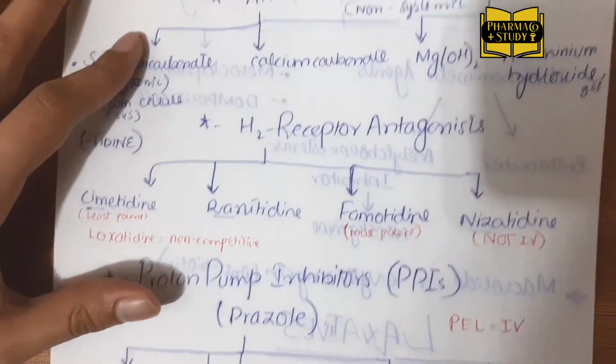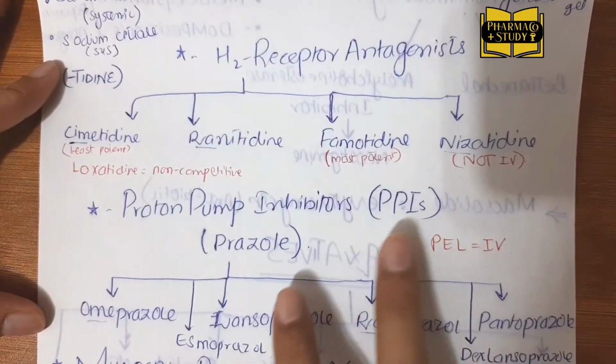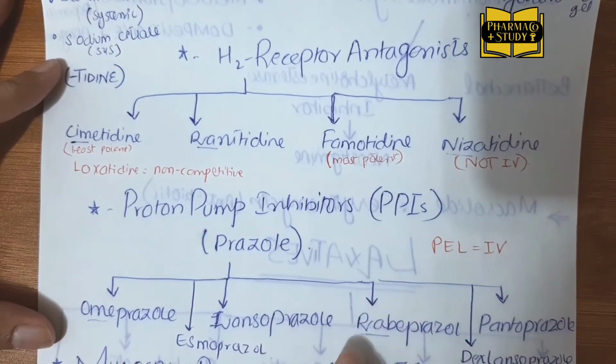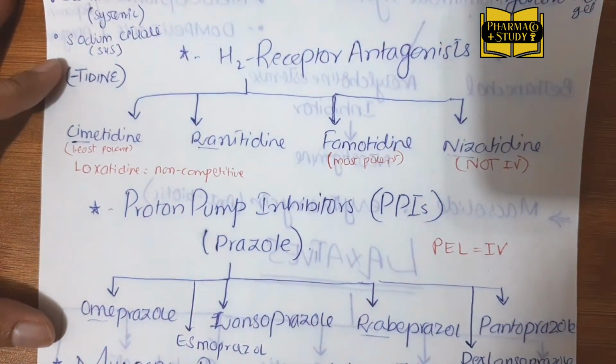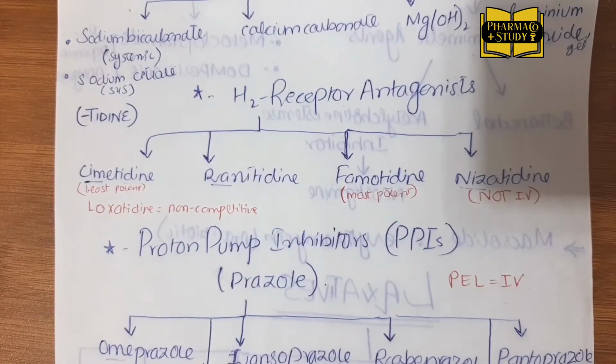So we have discussed antacids, H2 receptor antagonists, and proton pump inhibitors. And what are proton pump inhibitors? I didn't give you the idea of this, but let me. Proton pump inhibitors are a class of drugs that inhibit the proton pump, as the name indicates. Now, what is the proton pump? Proton, as we all know, is hydrogen. So proton pumps regulate the secretion of the hydrogen ion.